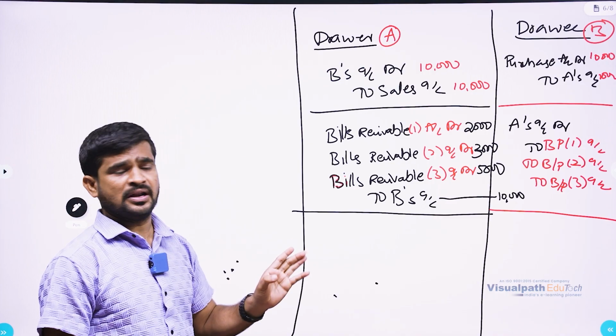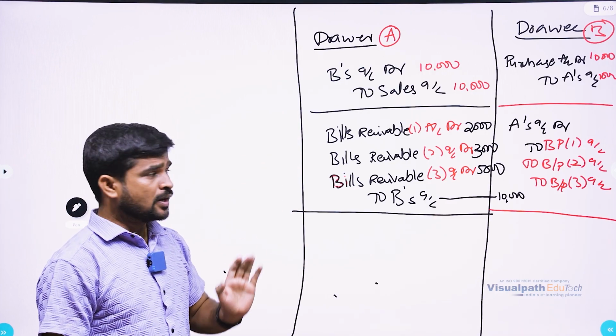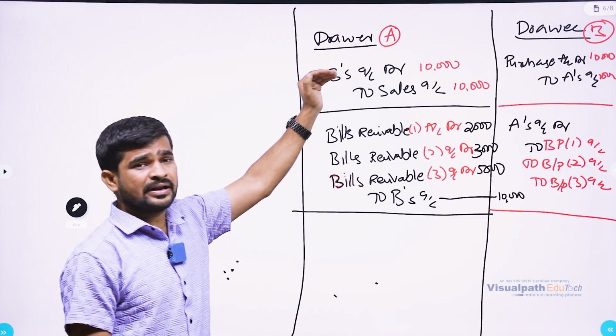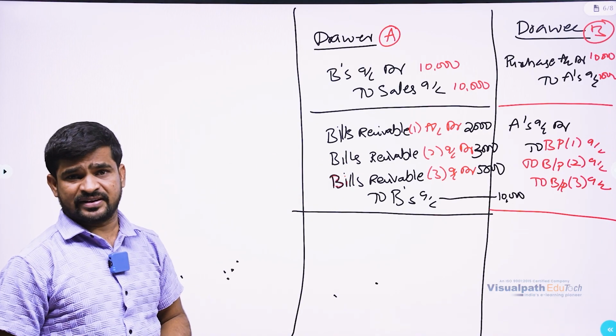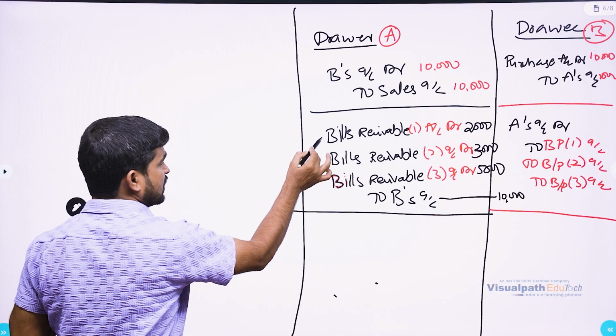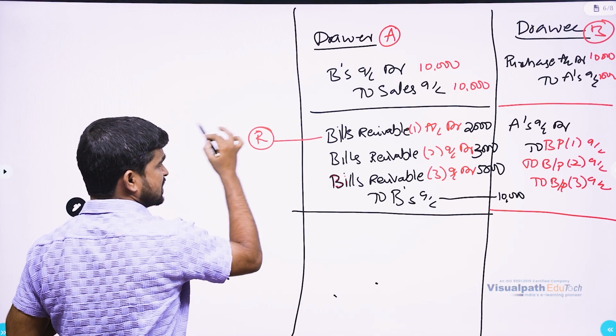Up to here the formal and basic introduction is completed. Now what happened in the question? The drawer has utilized these three bills in three ways. How has he utilized them? If you remember, bill 1 is retained. It means hold the bill.